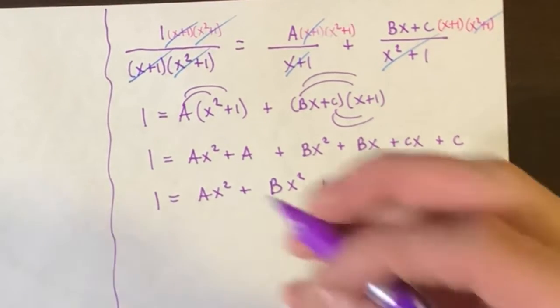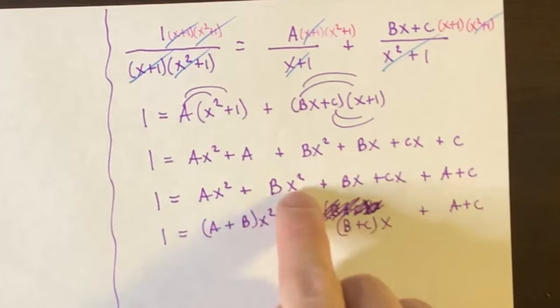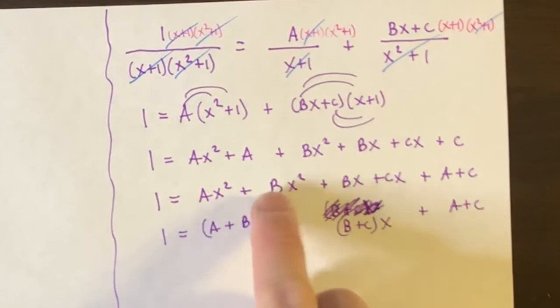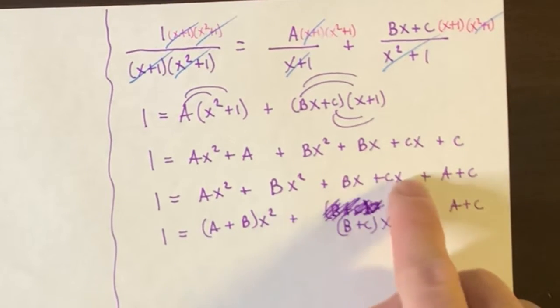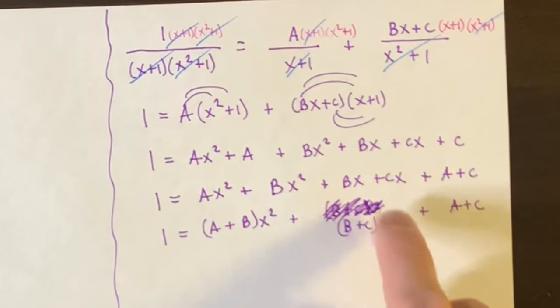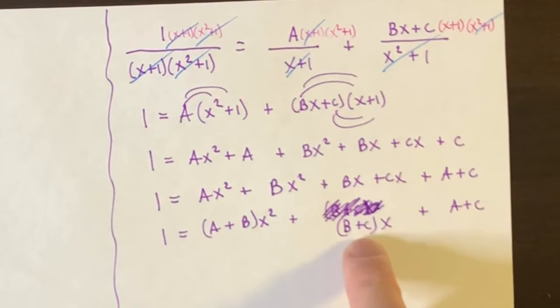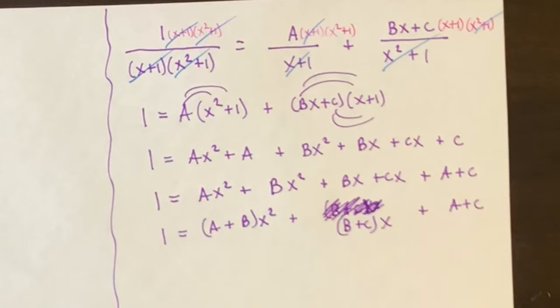Now watch what happens here. So I took x squared and I factored it to the back, so it's a plus b. And then here I took x and I factored it to the back, little typo there. And then inside is b plus c. And then a plus c is still in the front. Now watch this here.